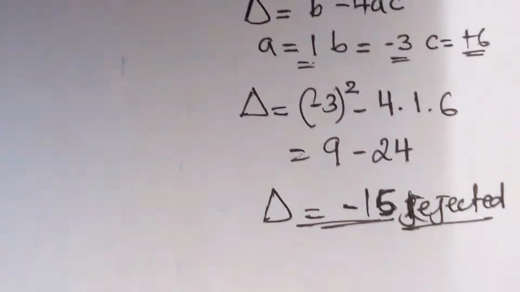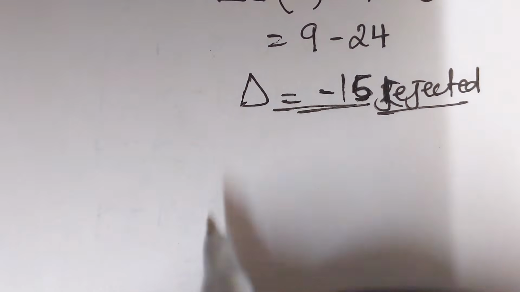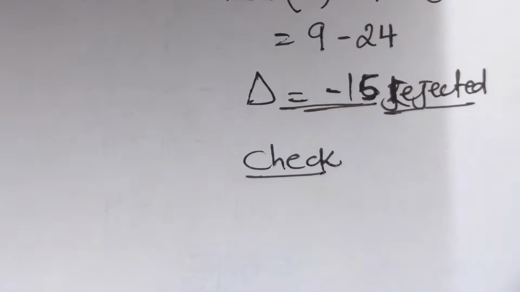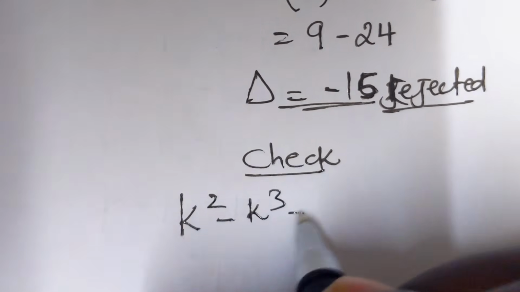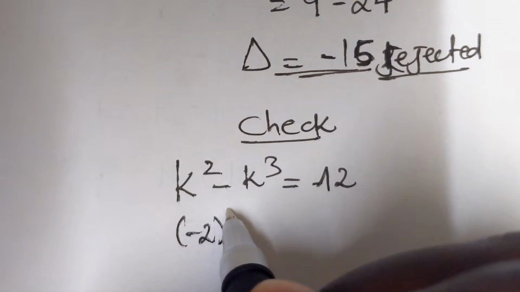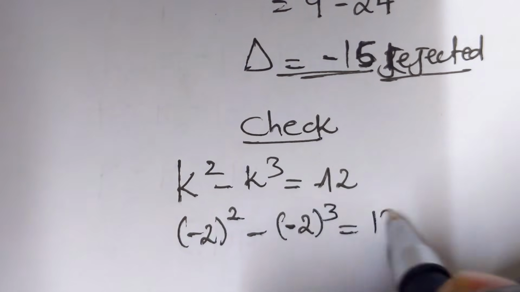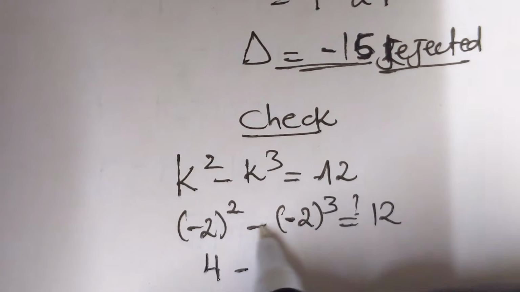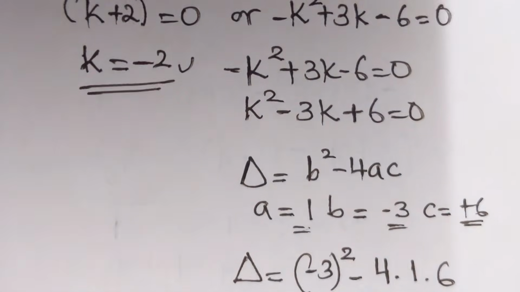Now we move on to this one as our final solution, so we have to verify to check if the answer is correct. We were given k squared minus k power 3 equals 12, so substituting k equals negative 2, we get negative 2 squared minus negative 2 power 3, which should equal 12. This is 4 plus 8, which is equal to 12. So our solution is correct.